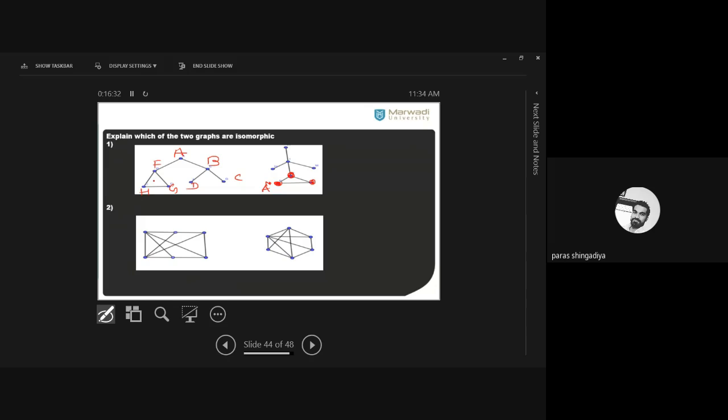And then the second pair, in that the number of edges is mismatched. Here edges are 10 and here edges are equal to 11. Clear? So in that case, it is not an isomorphic graph. Clear? This graph contains 10 edges and the vertices are equal. Okay, दोनों में 6 vertex है, vertices are the same, but the second graph has 11 edges and the first graph has 10 edges. In that case, it is not isomorphic. Clear?